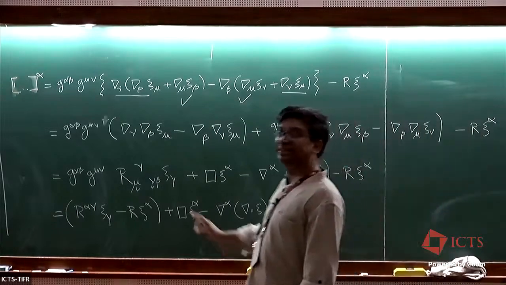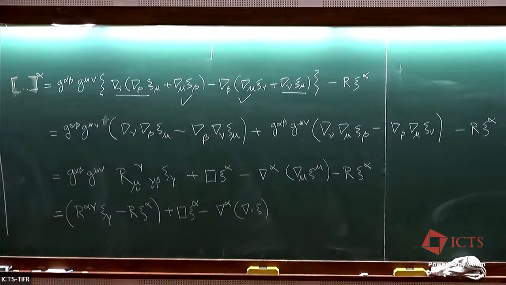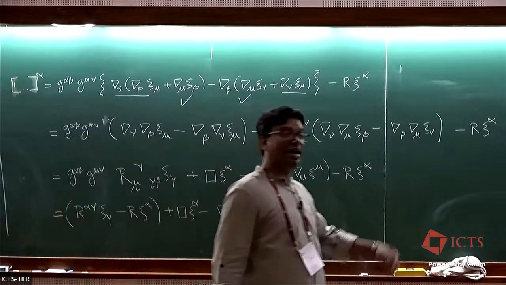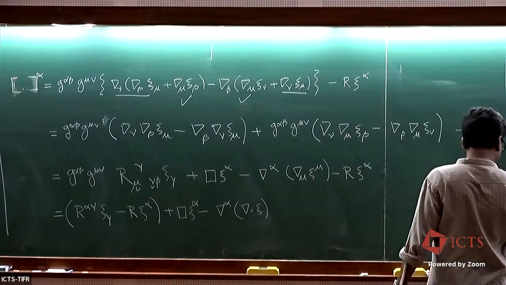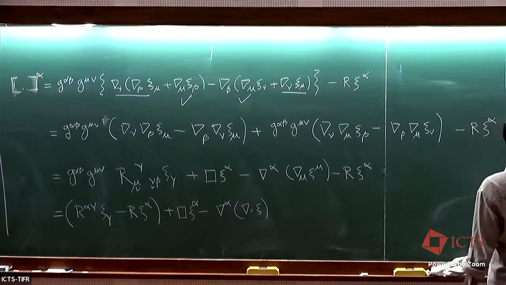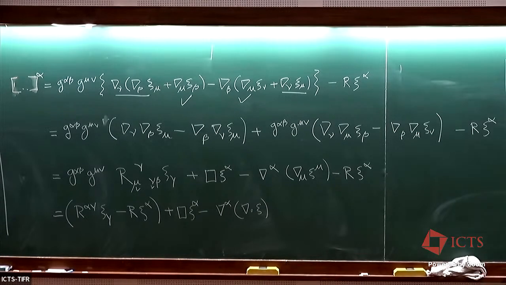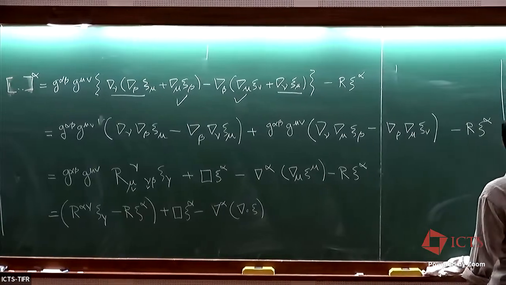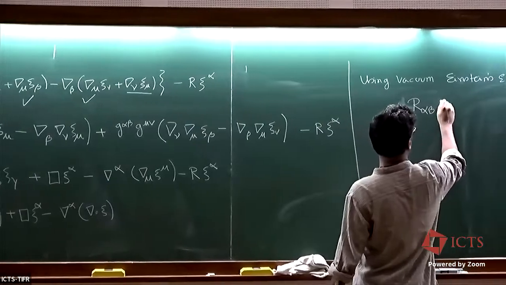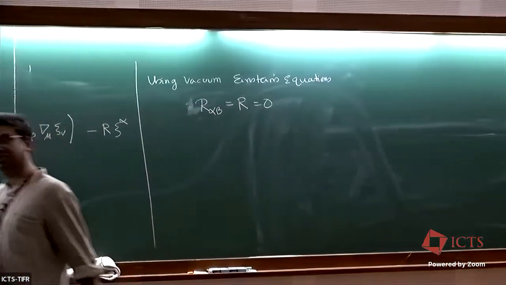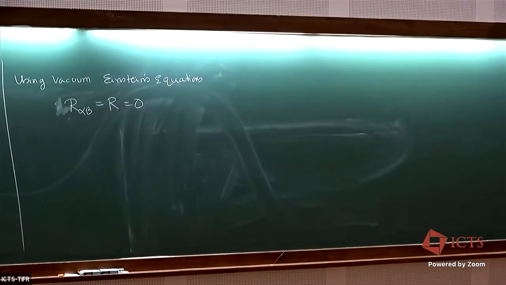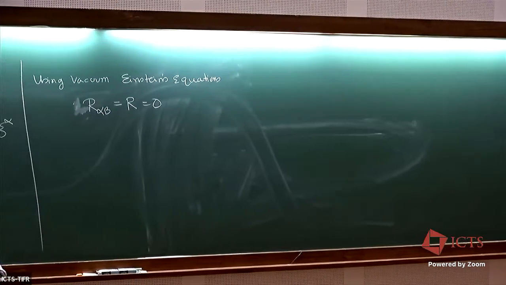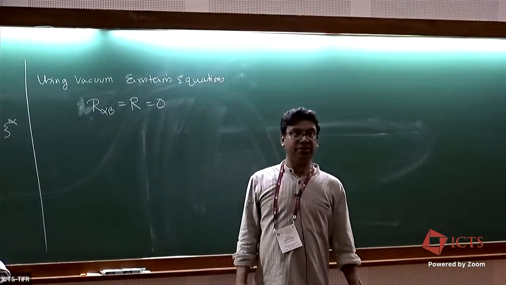Now what should we do? This current is conserved only on shell. That means we have to use the equation of motion on this expression of the current. What is the vacuum equation of motion for general relativity? R_{AB} equal to zero and R equal to zero. So using the vacuum Einstein's equations, which is R_{αβ} equal to zero, R equal to zero. Vacuum Einstein's equation says not only R is zero, but also R_{αβ} is zero. If R_{αβ} is zero, obviously R is zero. Note that only R equal to zero is not Einstein's equation. You have to put R_{αβ} equal to zero.